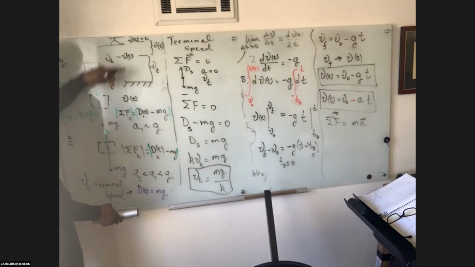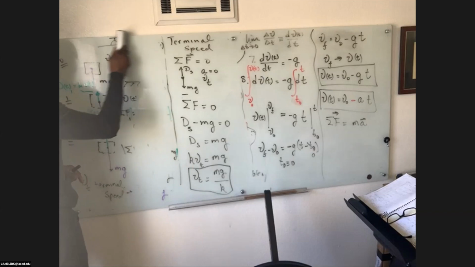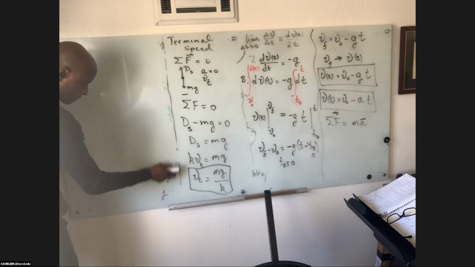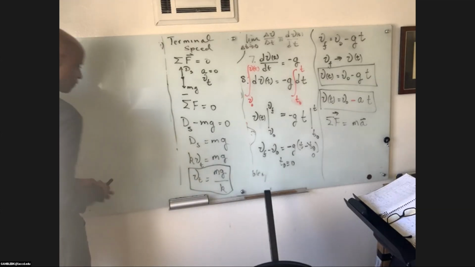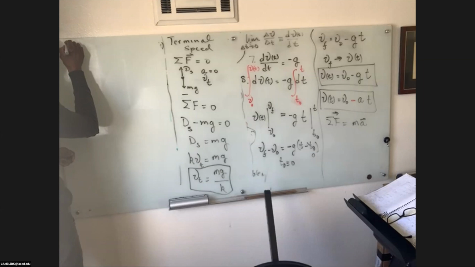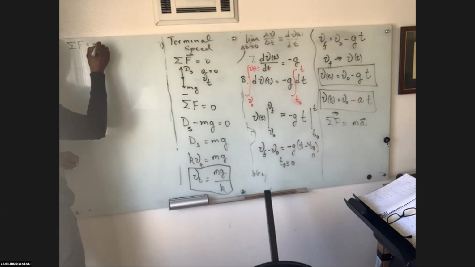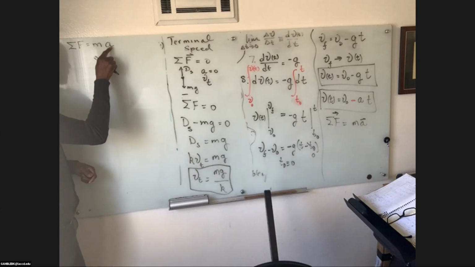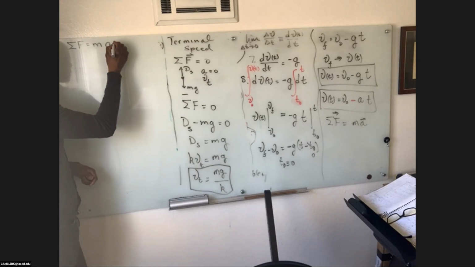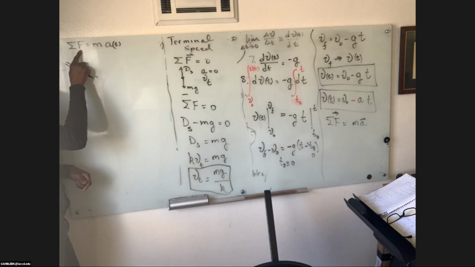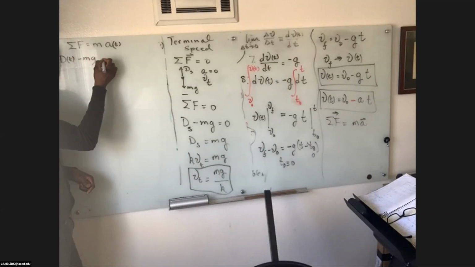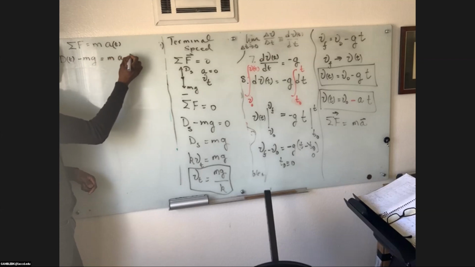So it's the second law in here. And since it's the second law, the net force equals mass times acceleration, okay? But now we have to be careful because this acceleration is no longer constant. We just said it's changing. And this net force is going to be D of t minus mg equals m a of t.